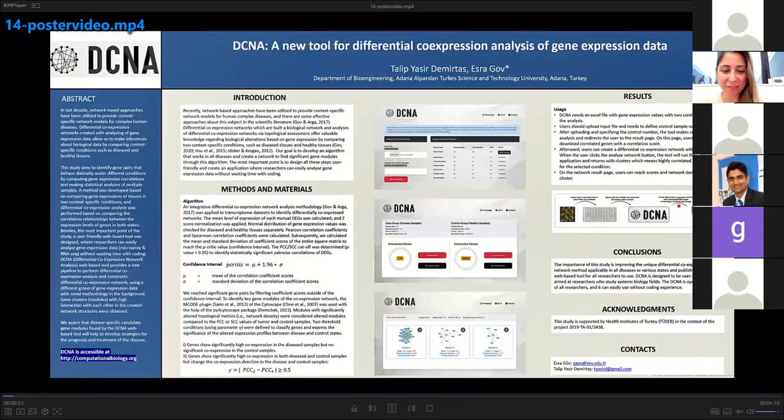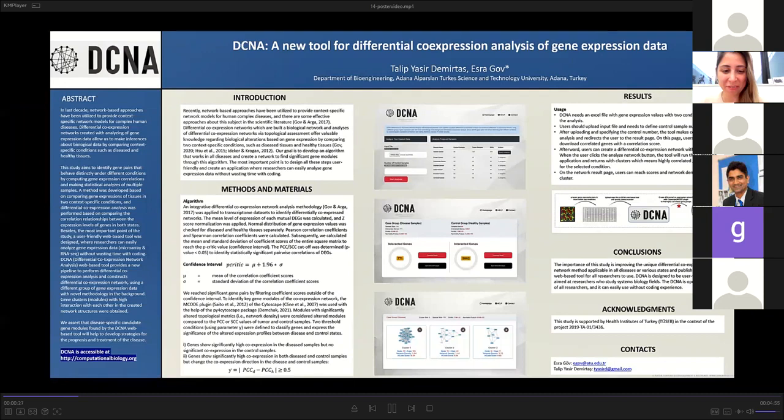Hello everyone, I am Yasir Demirtaş. Today I will make a poster presentation about DCNA web-based tool. DCNA is a web-based tool that provides a new pipeline to perform differential co-expression analysis and constructs network using a different group of gene expression data with novel methodology in the background.